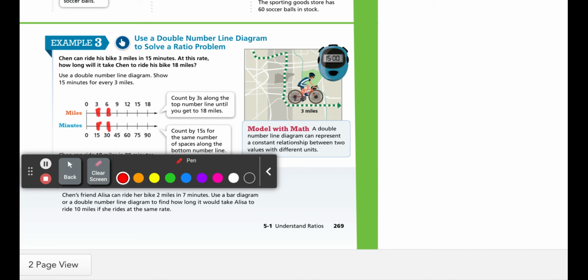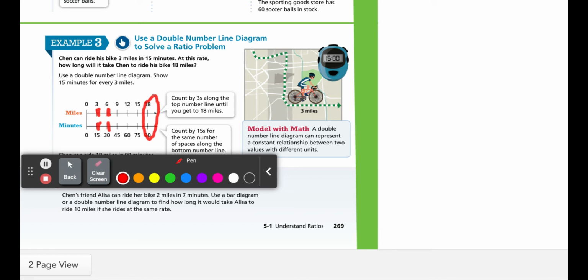The miles are counting up by 3s. The minutes are counting up by 5s. For every 15 minutes that Chen rides, he travels 3 miles. So how long will it take Chen to ride his bike 18 miles? It would take 90 minutes.